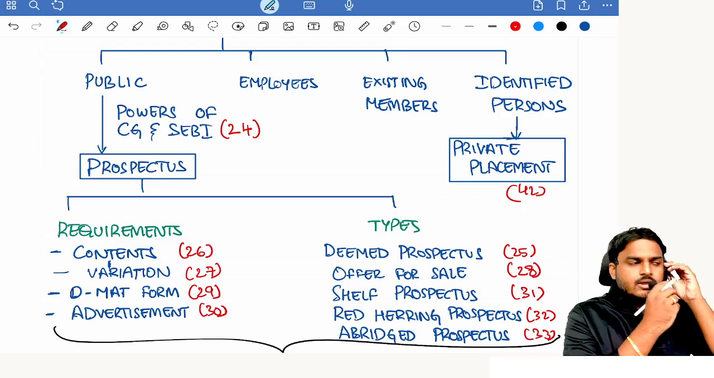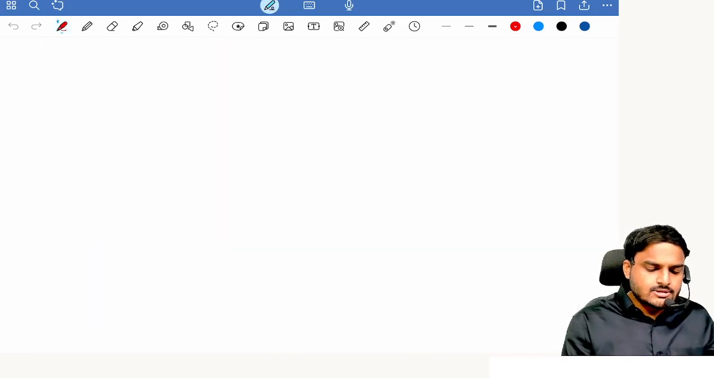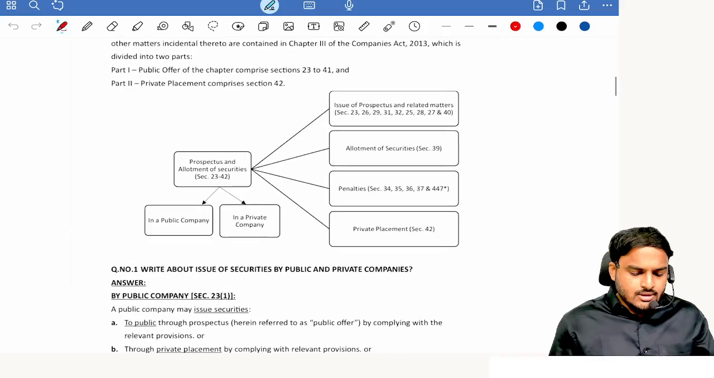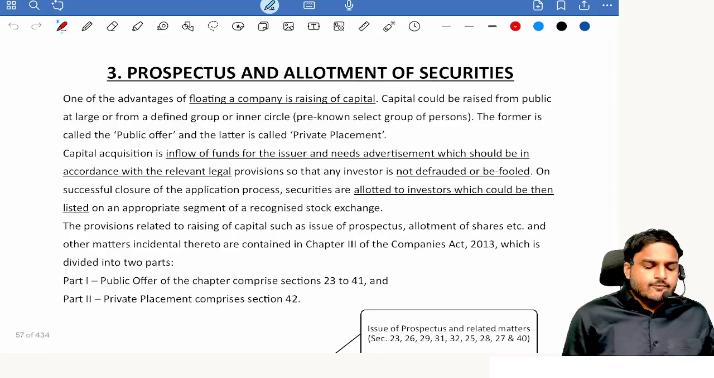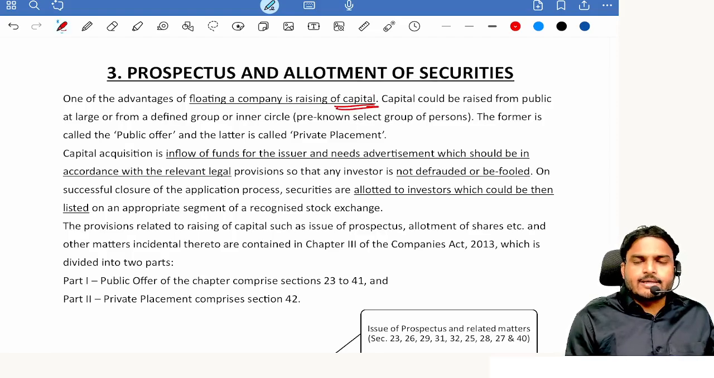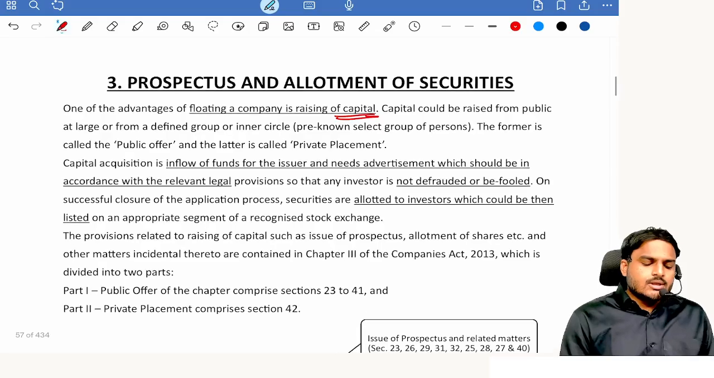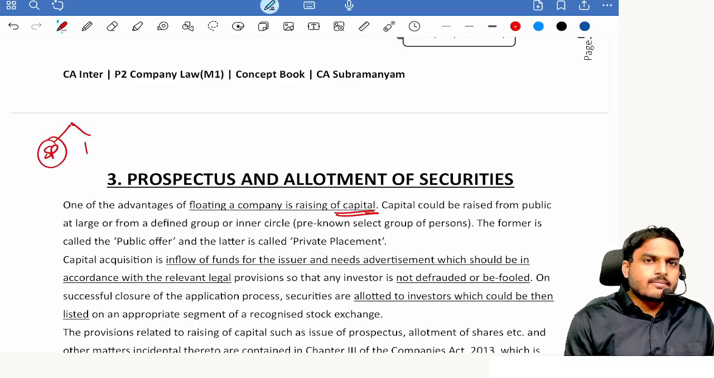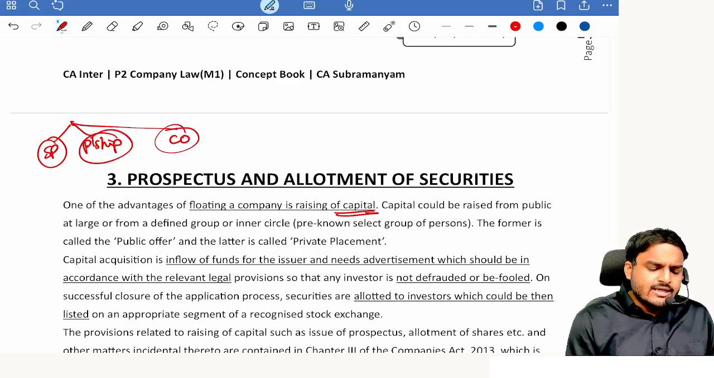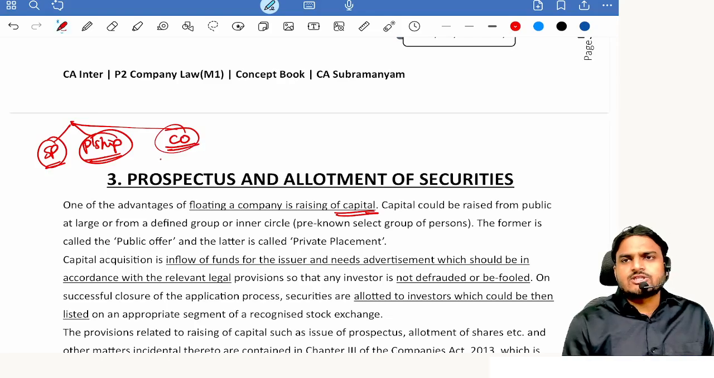Everyone, just open your material. One of the advantages of floating a company is raising of capital. See, for carrying business operations, how many options we are having? One is sole proprietorship. Next one, partnership. And last one, company. Everyone is having its own advantages and limitations.